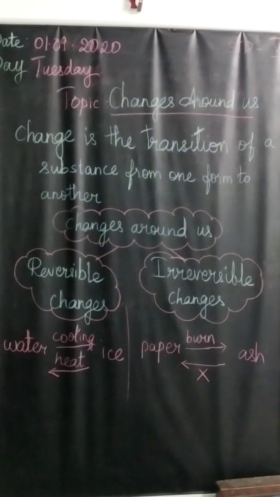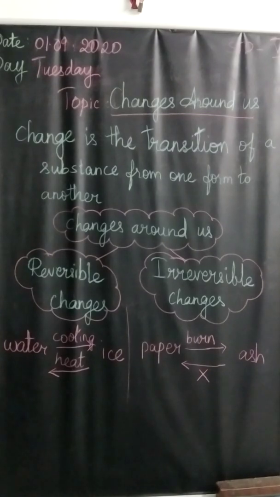So now let's see the next topic, changes around us. Here you can see many kinds of changes that happen around us. For example, growing of a tree: a small seed grows into a very big tree. And ripening of fruits: a green mango changes into a yellow mango.